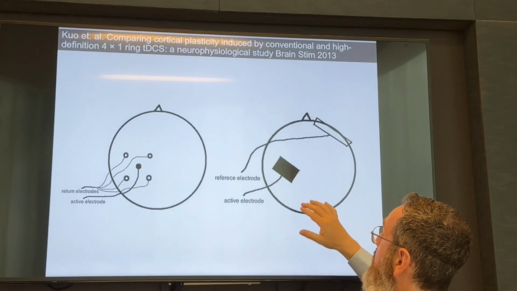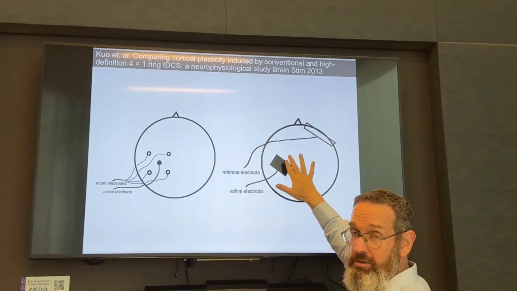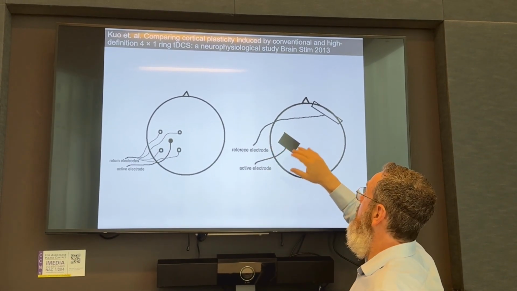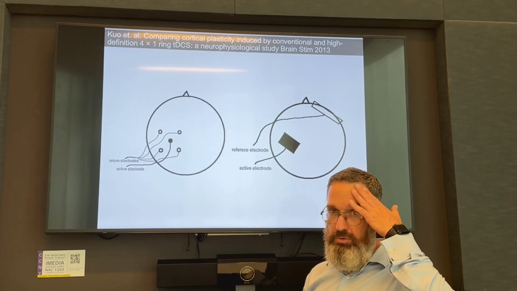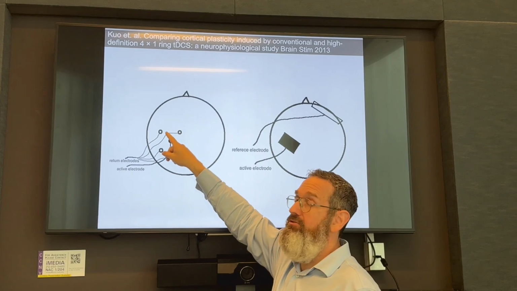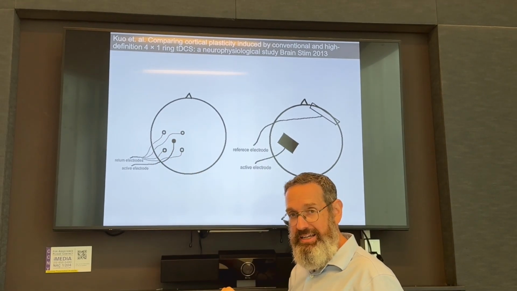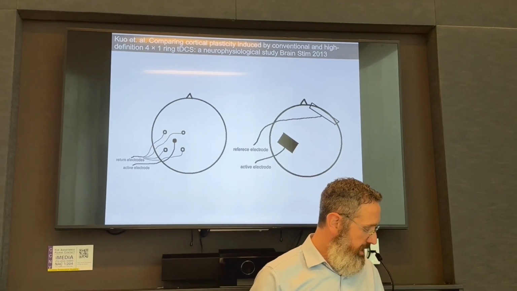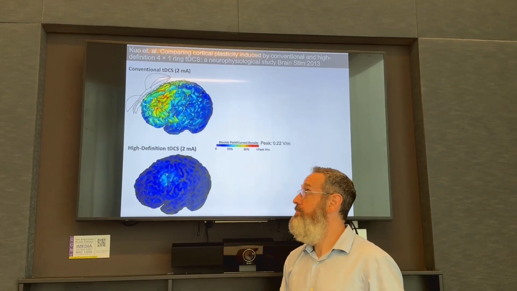The first one is what I talked about before, the M1-SO montage, a large electrode over the motor region, another large electrode in the supraorbital position. We compared that against the 4x1 high definition montage, and I showed you the simulations of these before. Let me show you those simulations again.